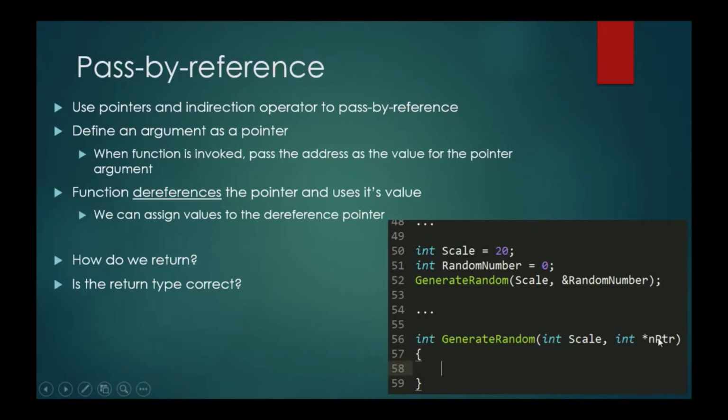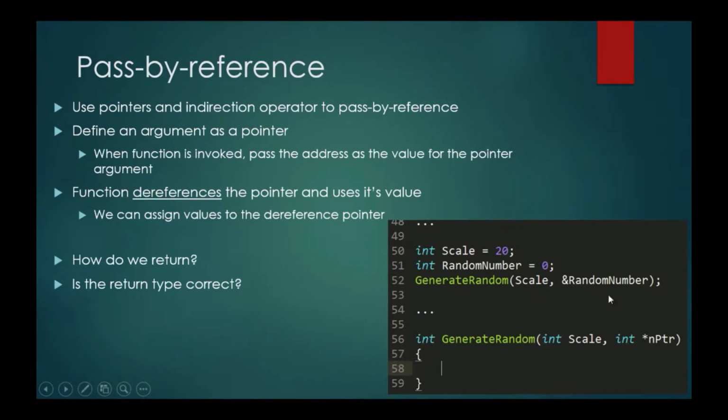So if it's a pointer, then when we call this function generate random, what do we have to provide it? Well, this has two arguments. The first one is expecting an integer value. The second one is expecting the memory address of something that points to an integer value. So we call generate random. The first argument is passed by value. Our scale variable has a value of 20, and we pass the value. That works just as in the previous example.